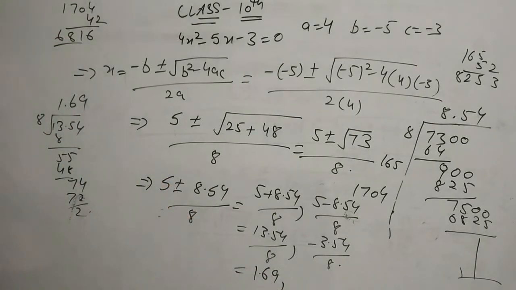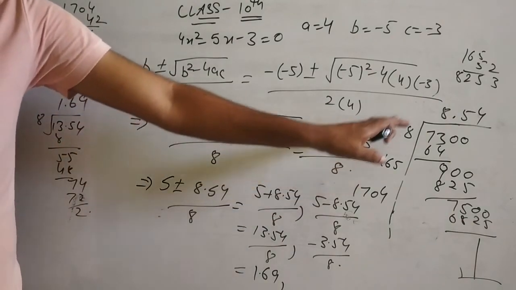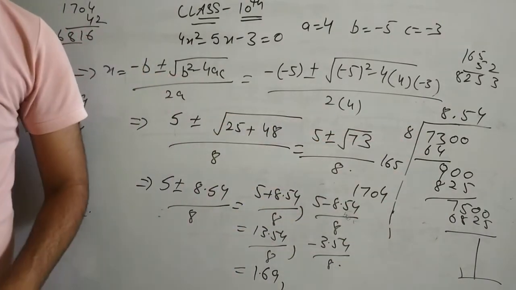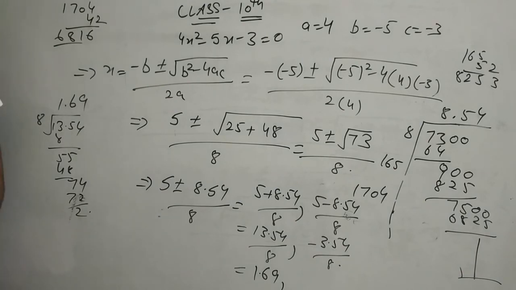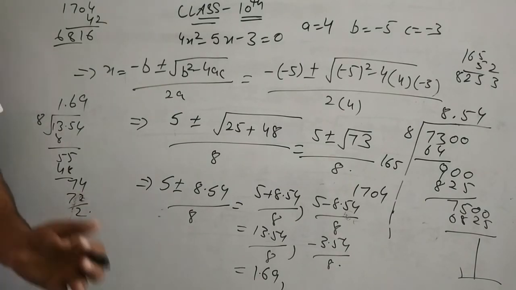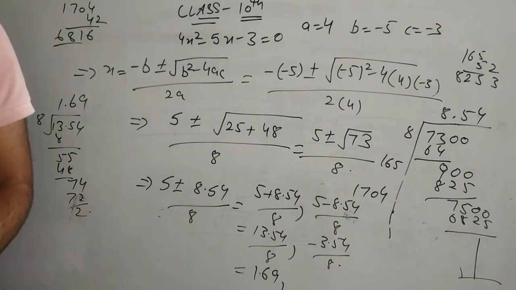So it is very easy, there is only one step in this, that is finding the square root by using the long division method. If you have any problem in that, let me know so we can explain it in the next lecture. Thank you.